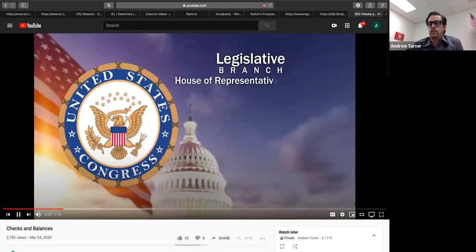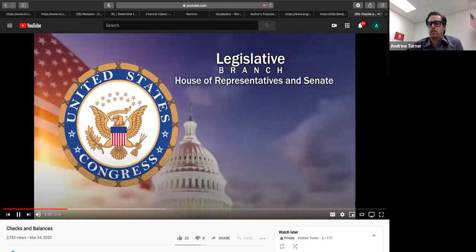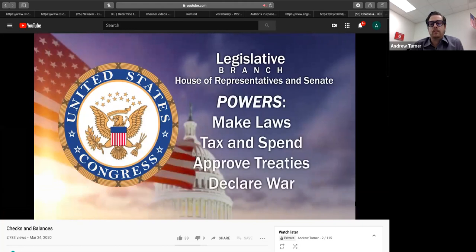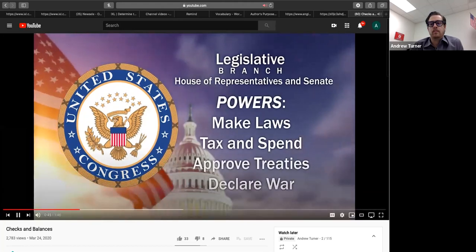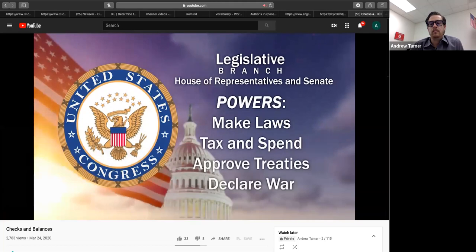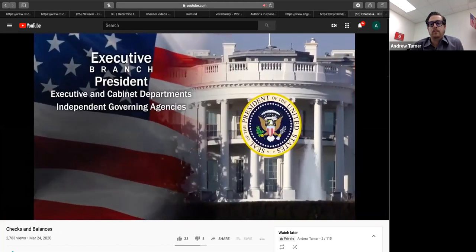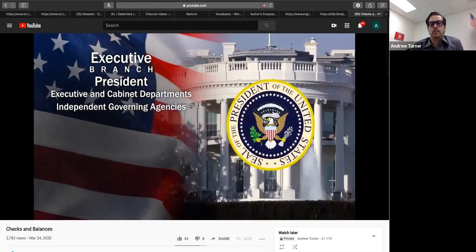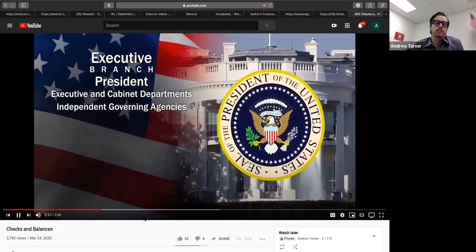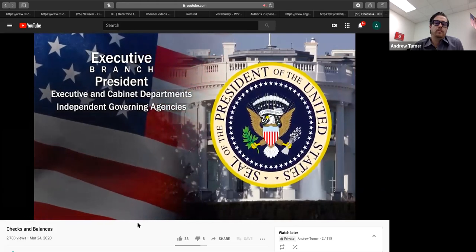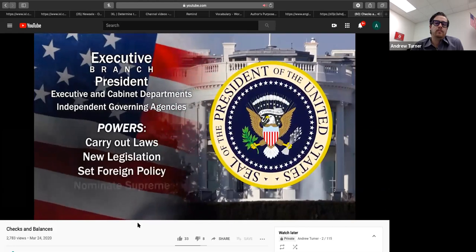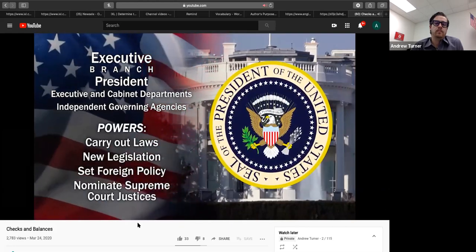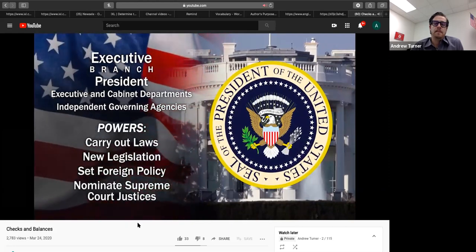The legislative branch, or Congress, is comprised of the House of Representatives and the Senate. This branch has the power to make laws, the power to tax and spend, the power to approve treaties, and the power to declare war. The executive branch consists of the president, the executive and cabinet departments, and the independent governing agencies, like the IRS. The president is the head of the executive branch. He has the power to carry out the laws passed by Congress, recommend new legislation, set foreign policies, and nominate Supreme Court justices.